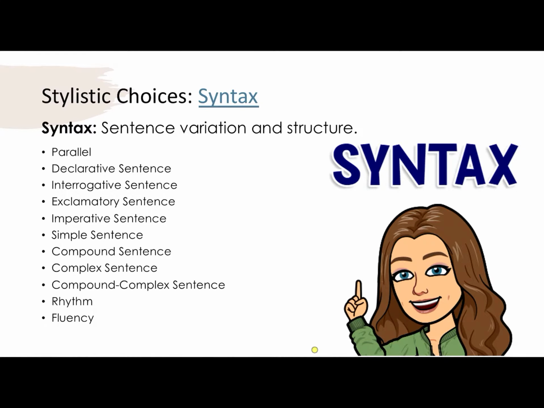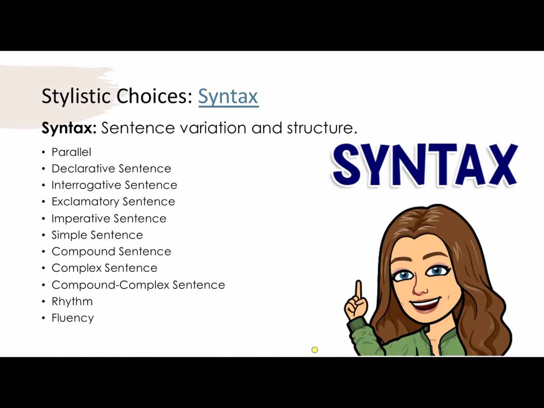But if we are going to analyze the use of syntax and sentence structure in a text, we need to be able to talk about it or know the words that can kind of fit that description. So let's go through them. I will go quickly through some of them that you are hopefully familiar with, and I'll explain others more. So let's start with parallel.